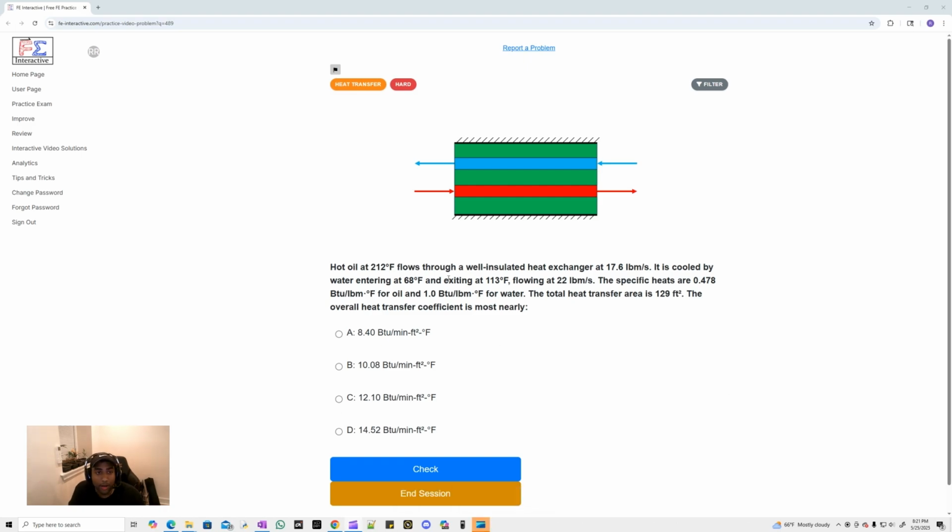Hi everyone. Today I want to solve this FE exam heat transfer problem for you. We're going to solve this problem step by step and really focus in on those fundamentals. The real fundamental to this problem is understanding energy balance and heat exchangers.